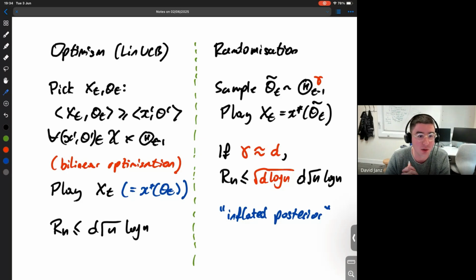This is a bilinear optimization. And we play the arm x_t. The theta_t is only defined here for later analysis. It will be helpful for us. We play x_t, noting that this is, to the greedy, the optimal action with respect to theta_t. And this gets us the standard d root n log n regret.